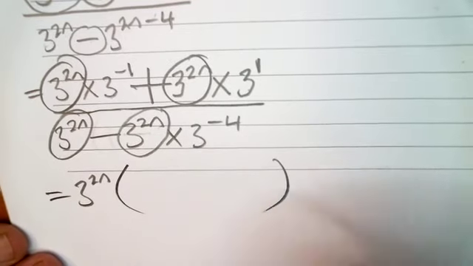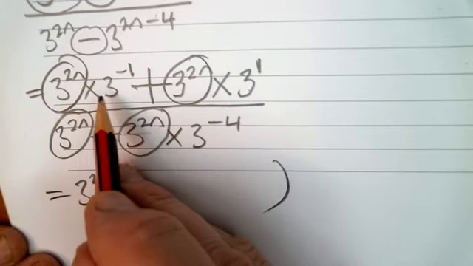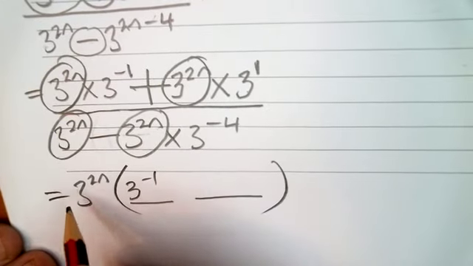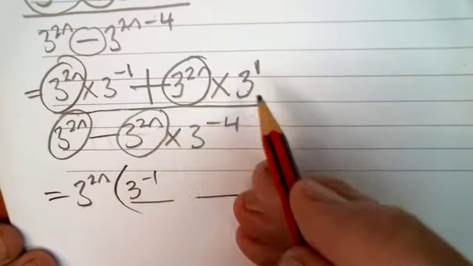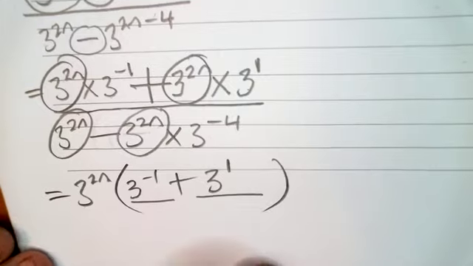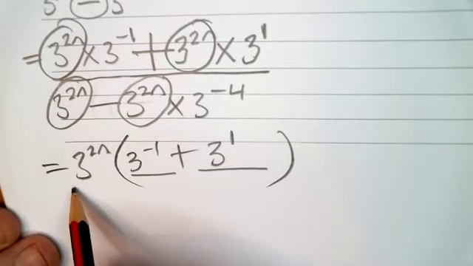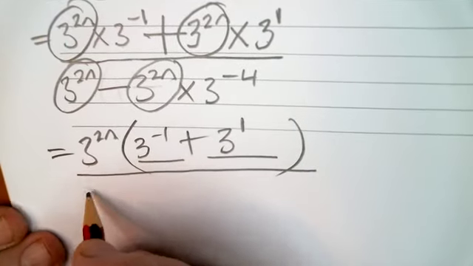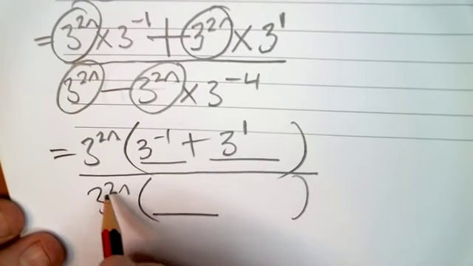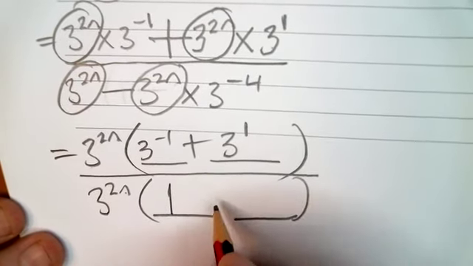Now, what times 3 to the power of 2n makes 3 to the power of 2n times 3 to the 1? 3 to the negative 1. And what times 3 to the 2n makes 3 to the 2n times 3 to the 1? The answer, of course, is plus 3 to the 1. So this thing here now expands to give the same as what we've got here. Now it's all divided by 3 to the 2n times, what times 3 to the 2n makes 3 to the 2n? Well, the answer is 1, and I've got a minus there.